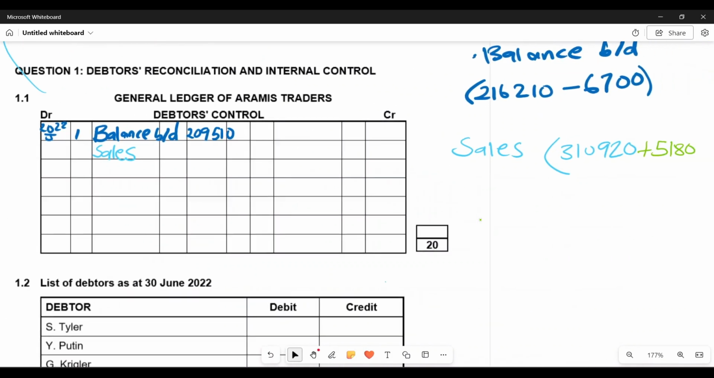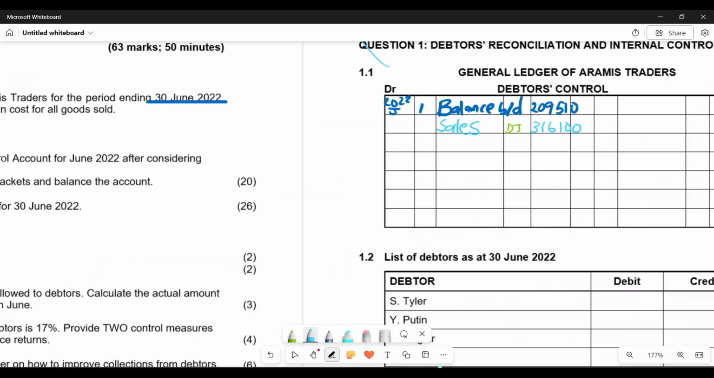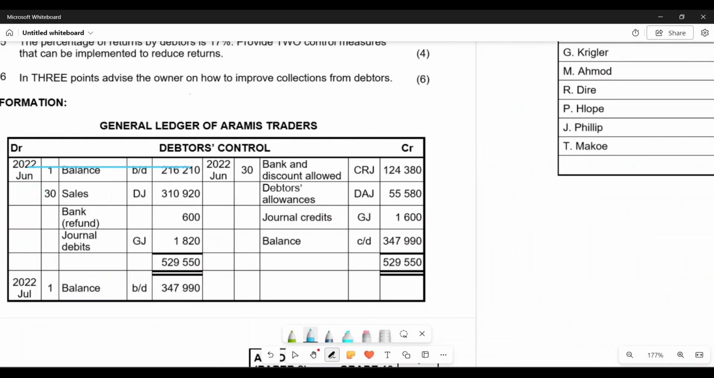So here, for my sales amount, I'm going to add these two amounts, 310,920 and 5,180. And if I do so, my sales amount will amount to 316,100. So remember, this is from my DG, right? So my sales amount is 316,100. Now, what is that other line item? So I'm done with my sales.